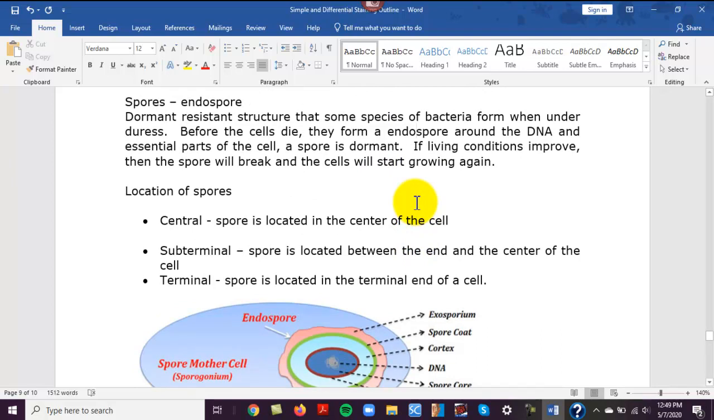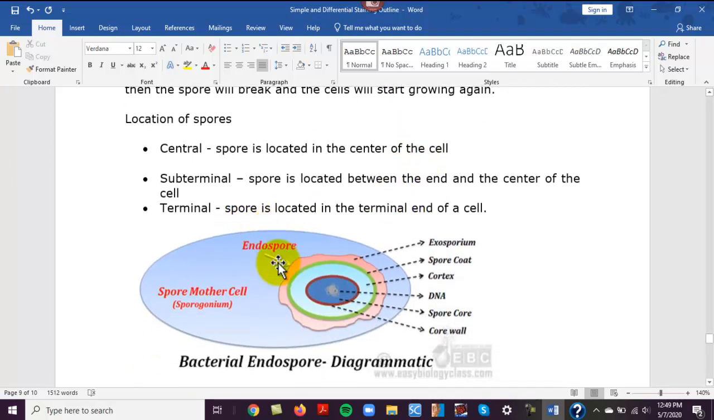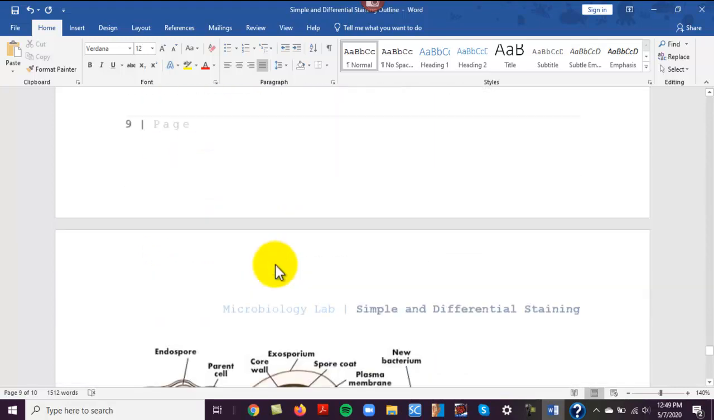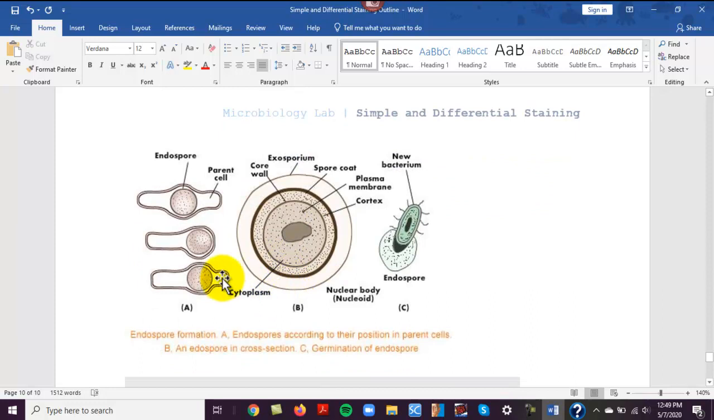And it's a dormant structure. Spores have sat for thousands of years, and people have inhaled them, and you start growing, and if it's a pathogenic thing, they can get sick. But here's an endospore, and there's different categories. This one's right in the middle. This is a terminal spore. This is a subterminal here. This is a central spore. So the location can vary between the species.